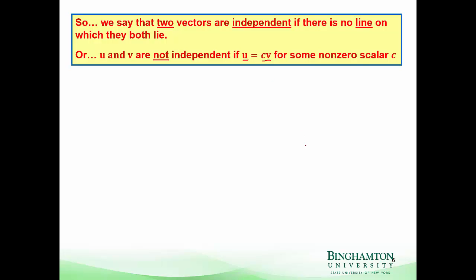And I could do it the other way around. I could say v is equal to some constant times u. It doesn't really matter. In this case, that constant would be 1 over c. Notice that it has to be a non-zero scalar. That instantly makes sure that neither u nor v is the zero vector itself. So when we say not independent, another simpler way to say that is just to say dependent.